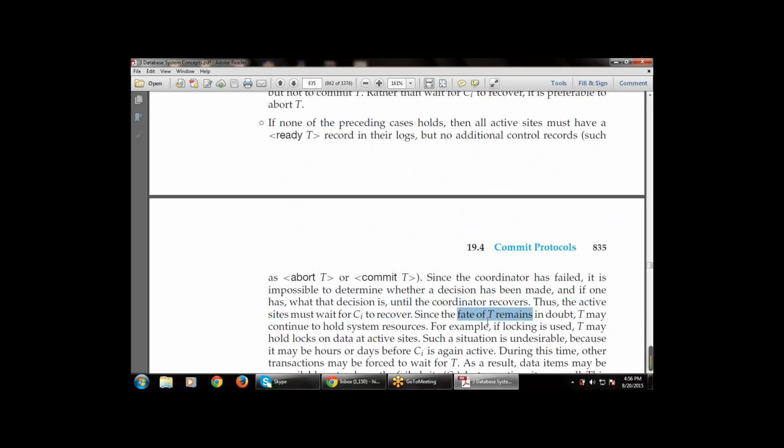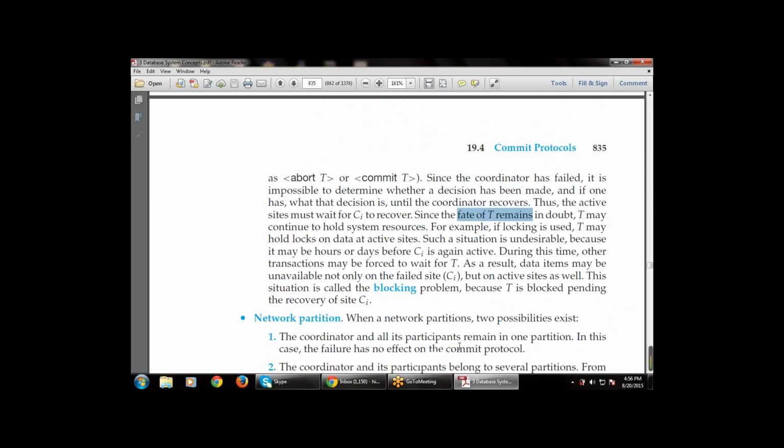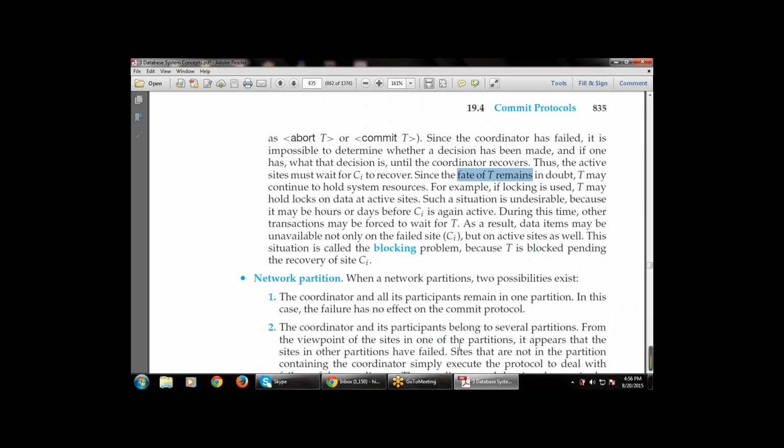Since the fate of T remains in doubt, T may continue to hold system resources. T must continue to hold the resources, and if locking is used, T must block other transactions at the various sites, because T is blocked pending the recovery of the site Ci.